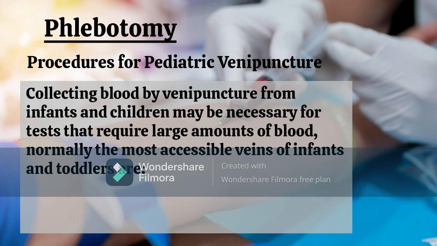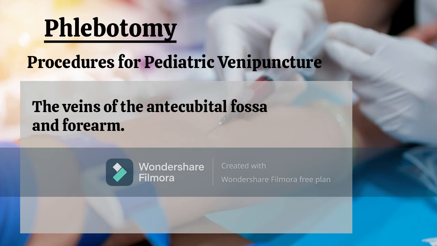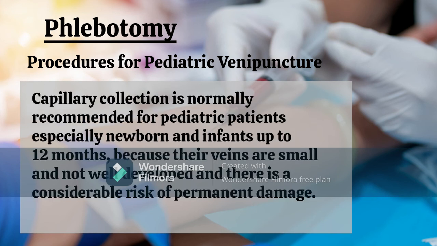Procedures for pediatric venipuncture. Collecting blood by venipuncture from infants and children may be necessary for tests that require large amounts of blood. Normally the most accessible veins of infants and toddlers are the veins of the antecubital fossa and forearm. Capillary collection is normally recommended for pediatric patients, especially newborns and infants up to 12 months, because their veins are small and not well developed and there is a considerable risk of permanent damage.